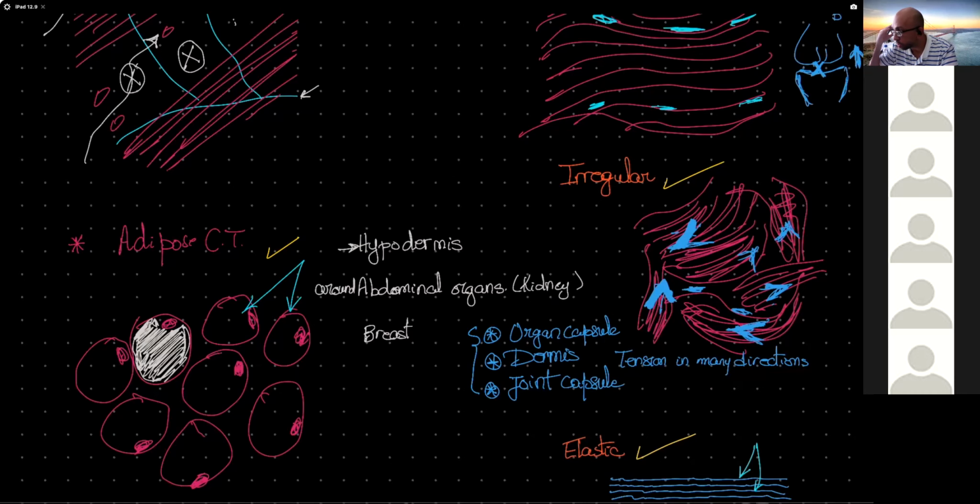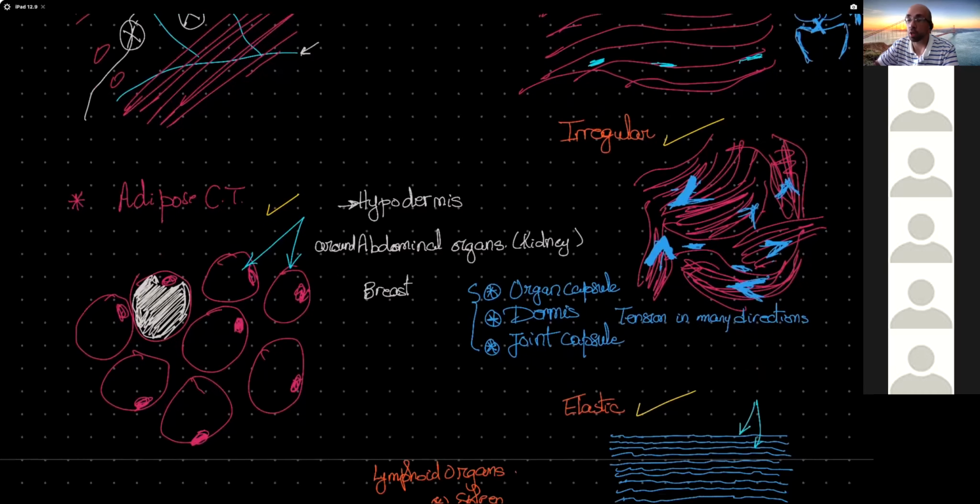When you think, don't just try to memorize it. Dense irregular is located in the dermis of the skin, in the organ capsule, in the joint capsule, and if you kept repeating it without thinking of why it is located in those organs, what's going to happen the next day, or even an hour after you study, is you can't remember, because it didn't make sense. So it's very important to make sense of the information.